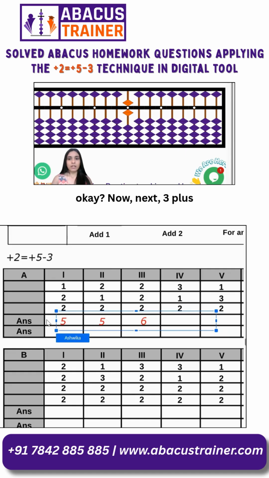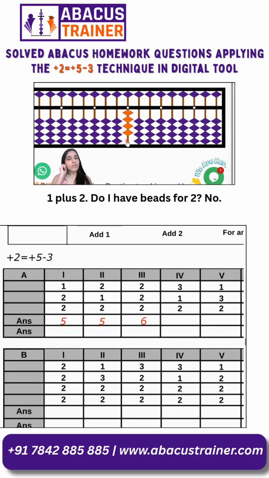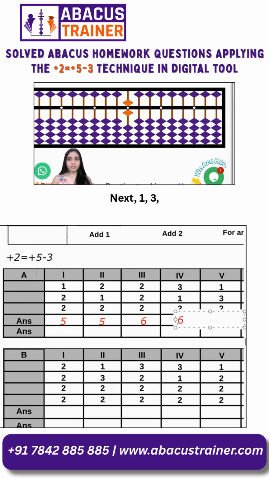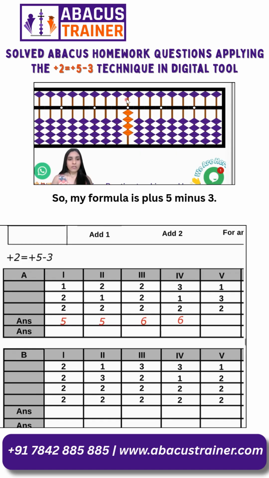Okay. Now next, 3 plus 1 plus 2. Do I have beads for 2? No. So my formula for 2 is plus 5 minus 3. My answer is 6. Next, 1, 3, 2. No beads for 2, so my formula is plus 5 minus 3. My answer is 6. Okay. So we have a pattern of 5 and 6, right?